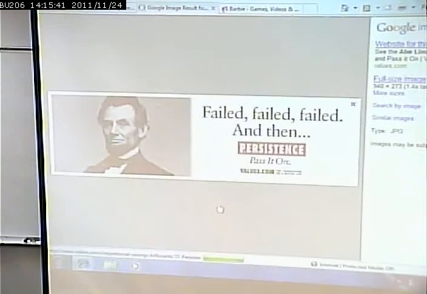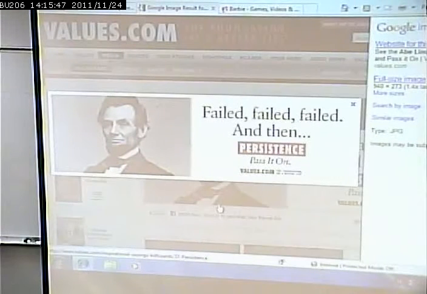All right. Picture Abraham Lincoln, who's undoubtedly recognized as one of the most famous Americans and one of the greatest presidents and so on and so forth. And again, notice what the caption says. Failed, failed, failed. All right?